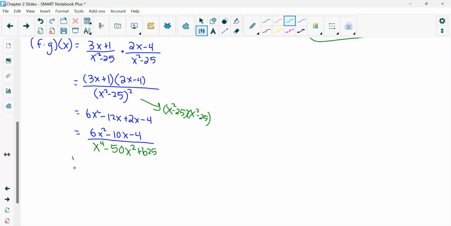And again, our domain is still going to be the same because it was still the same parts. Nothing's changed. So negative infinity to negative 5, negative 5 to 5, and then 5 to infinity.